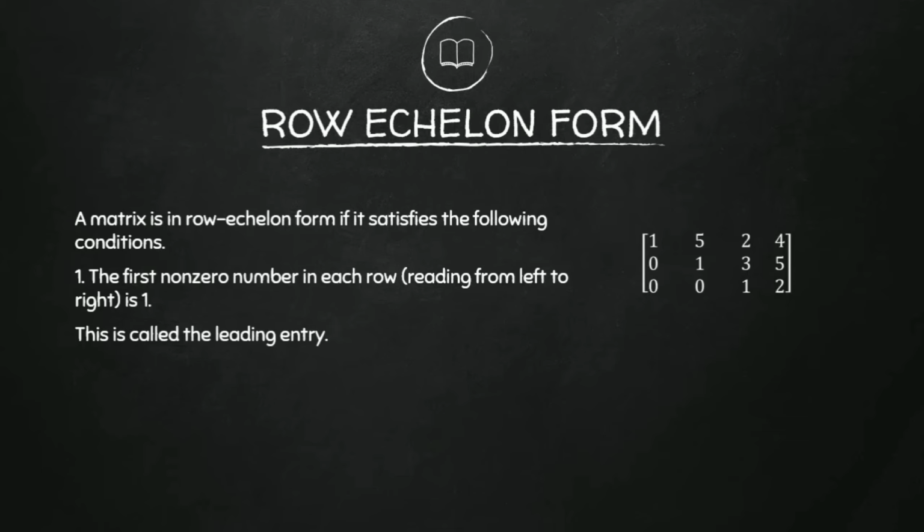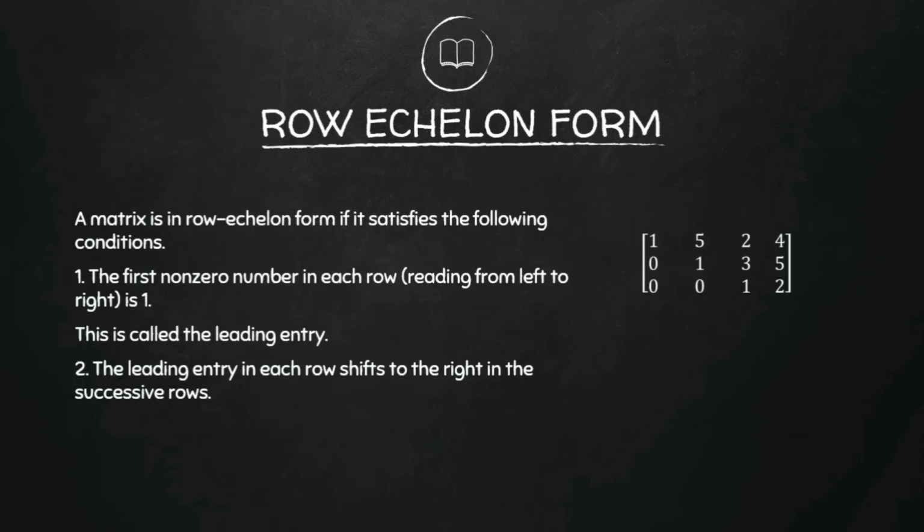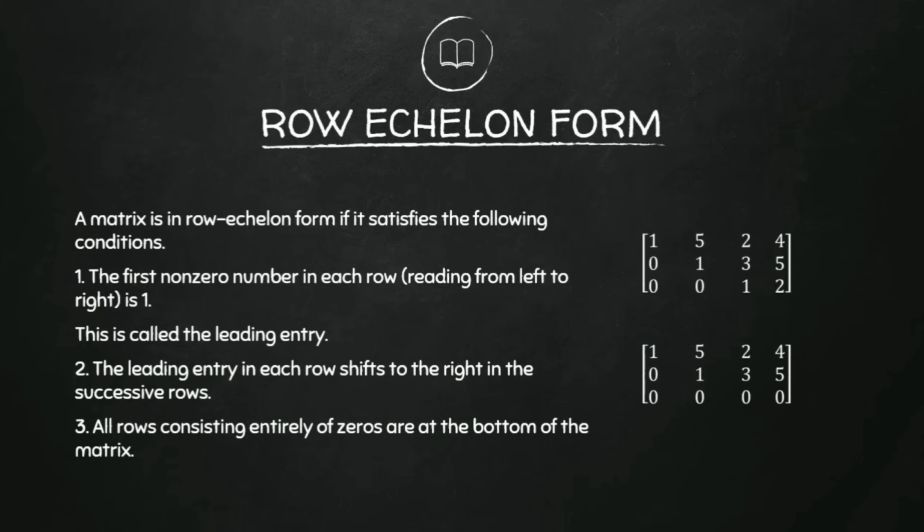The next property that it needs to satisfy to be in row echelon form is that the leading entry in each row shifts to the right in the successive rows. So if you observe, in the first row of our augmented matrix, the leading entry is in the first column. On the second row, the leading entry shifts to the right of our first leading entry, and it further shifts to the right in the third row. The third property is that all the rows consisting entirely of zeros are at the bottom of the matrix, as shown in the second matrix here.